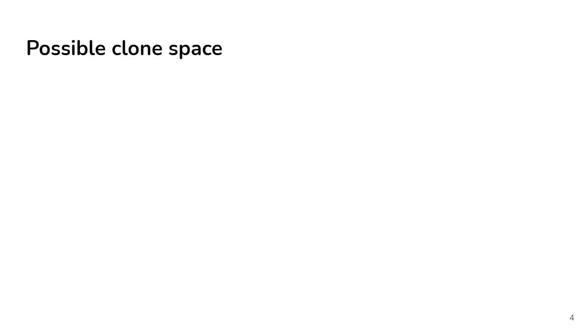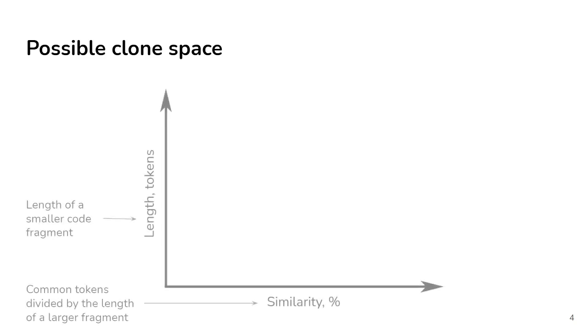To describe our approach, let us start by describing the concept of a possible clone space. From the standpoint of bag of tokens clone detection, any pair of two code fragments, not only clones, can be described using two numbers: their length in tokens, the length of the smaller one if they are different, and their similarity, the number of common tokens divided by the number of tokens in the larger fragment.